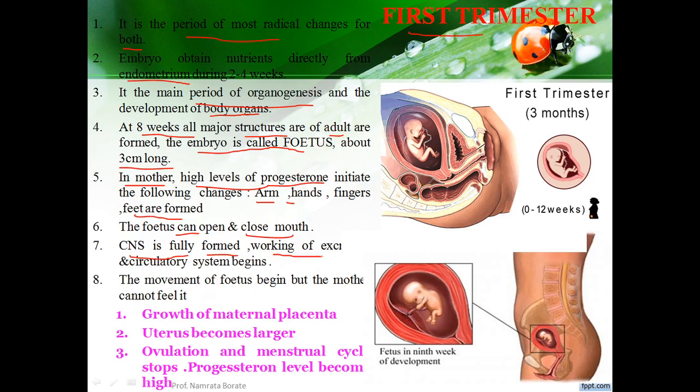The working of the excretory and circulatory systems begins. The movement of the fetus begins, but the mother cannot feel it. It's an important phenomenon: the heartbeat of the fetus can be heard from 6 weeks. By the end of the first trimester, the fetus is about 7 to 10 centimeters long.